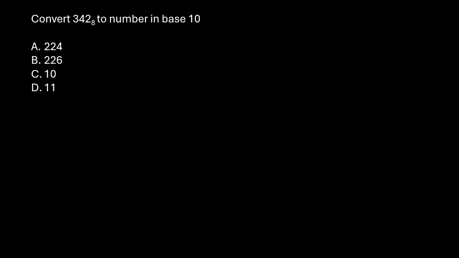Convert 342 base 8 to base 10. A number in base 8 is simply a number that only uses the digits 0, 1, 2, 3, 4, 5, 6, 7. So 8 digits, starting from 0, 1, 2, 3, 4, 5, 6, 7. If you count them, you see there are 8. It's similar to base 10, where we use 10 digits, 0, 1, 2, 3, 4, 5, 6, 7, 8, 9.